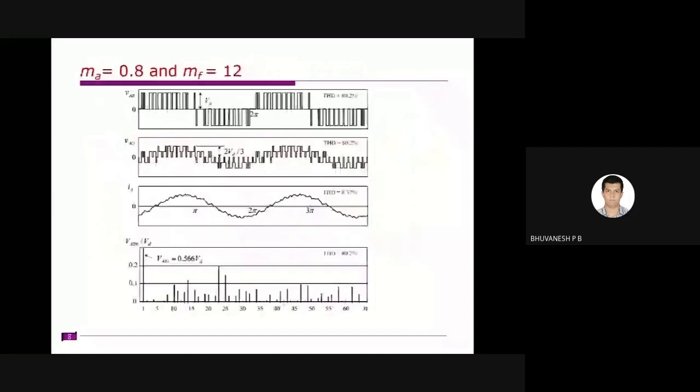So this is the output voltage corresponding to MA equal to 0.8 and MF, that is the frequency modulation index, equal to 12. So what is this 12? What is its meaning? Sir, pulse number. Yes, this is the pulse number. If you notice, you have 12 pulses. So this is the corresponding carrier frequency. What is the carrier frequency here?